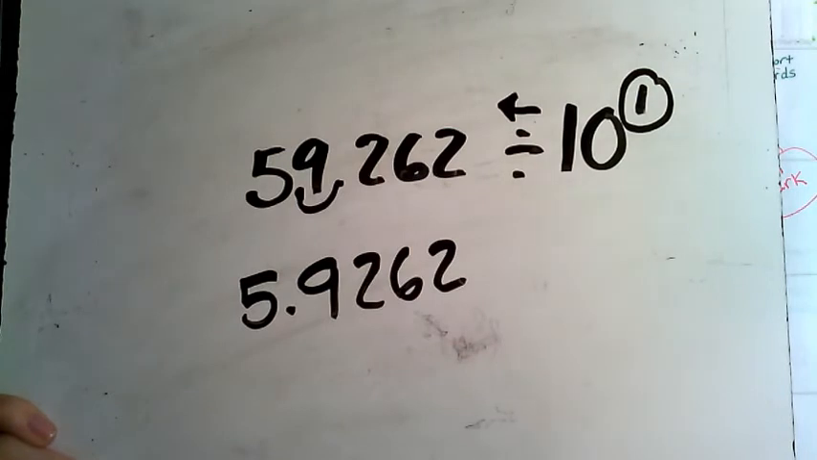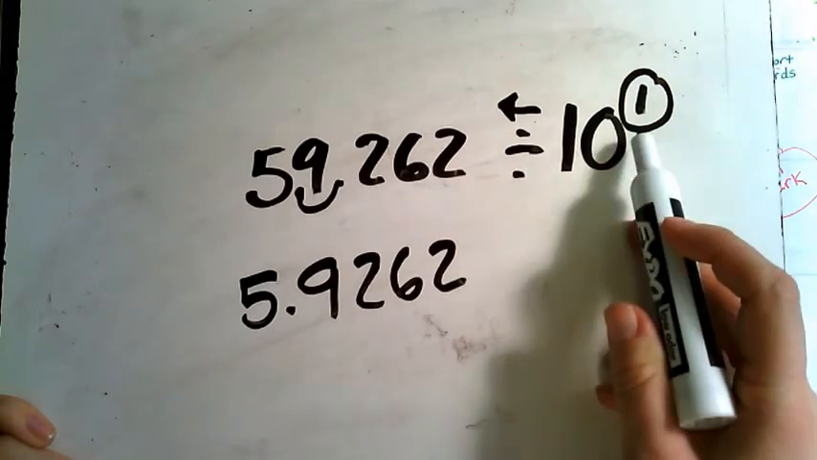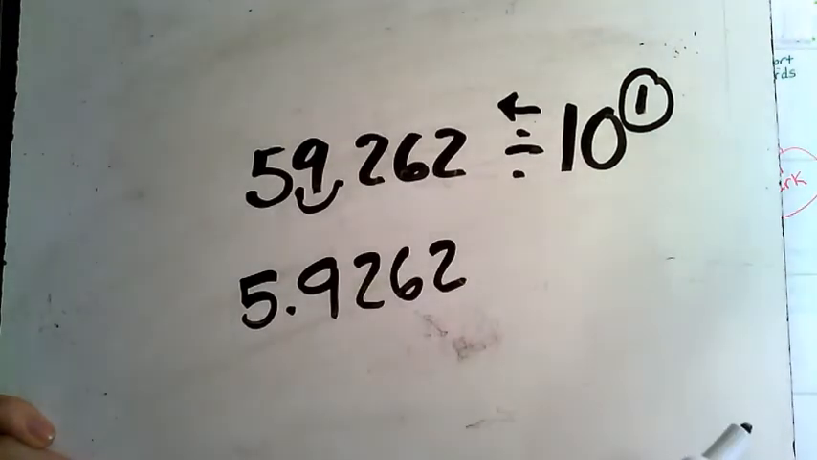9,262 10,000ths. So remember, the symbol tells us which way to go. The exponent tells us how many hops to take. It has nothing to do with adding zeros. Do not add your zeros, people.